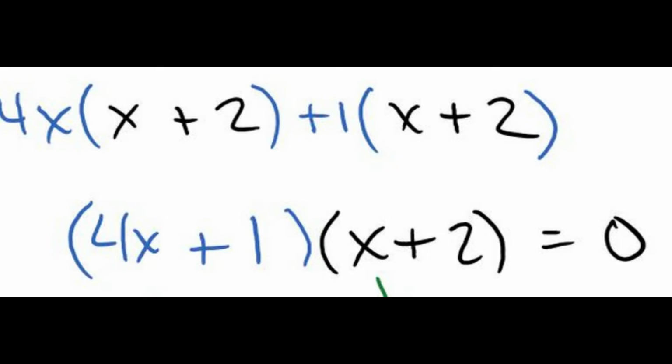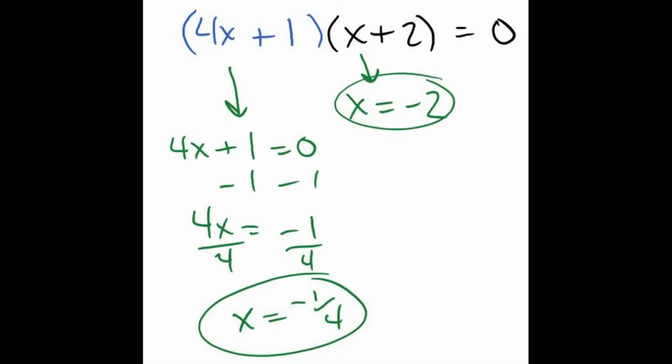So now, what this means is we have 2 things multiplying to make a 0. So that means either one of these could be 0. I'm going to find out what makes my first set of parentheses 0, and I'm going to find out what makes my second set of parentheses 0. Well, one set of parentheses is really easy. What plus 2 is 0? Well, that'd be negative 2, so we say x equals negative 2.